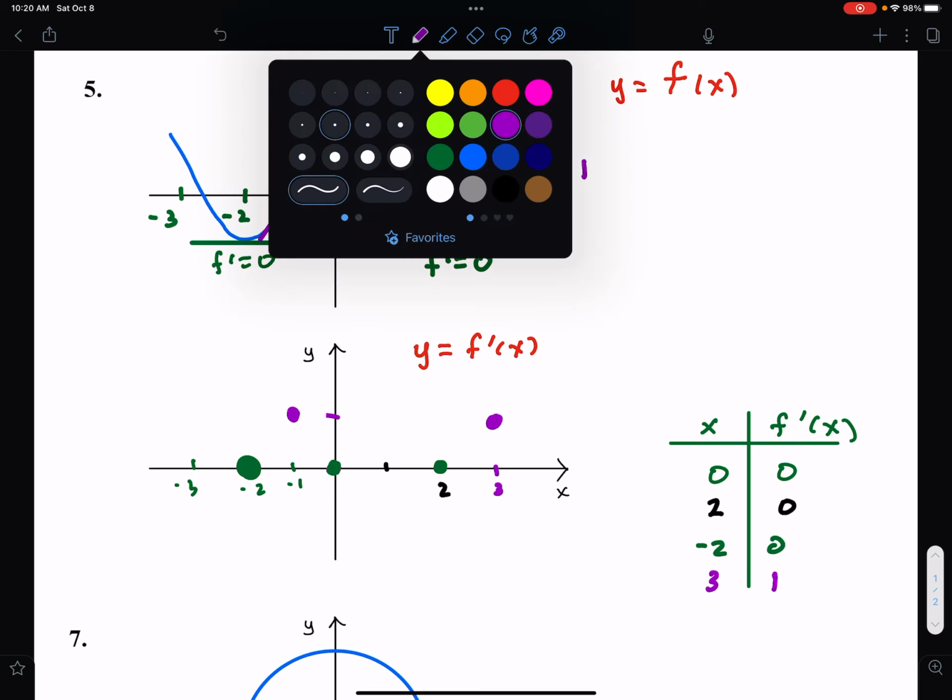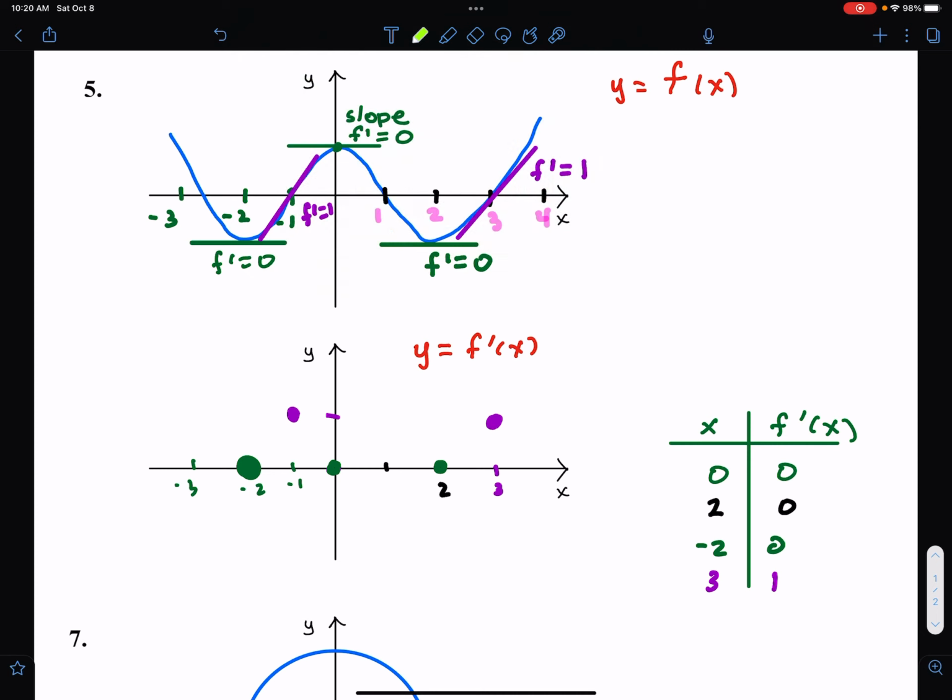Now I'm going to look at places where it appears that the tangent line is decreasing, from left to right, the line goes downhill. If it's decreasing at a 45-degree angle, in that case I have f prime is -1.